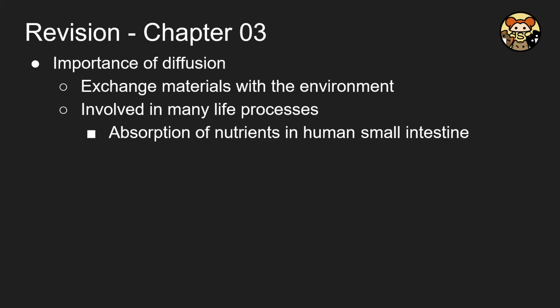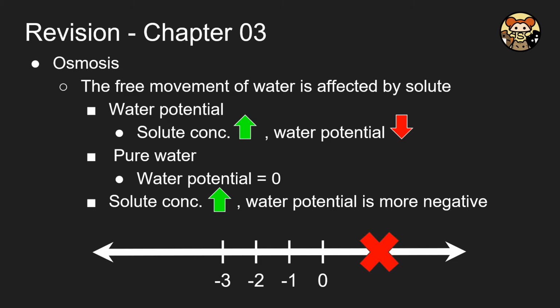What is the importance of diffusion? It allows exchange of materials with the environment, and it is involved in many processes, like the absorption of nutrients in the human small intestine. In the lumen, the food makes the nutrient content very rich, so the concentration is very high. Compared with the cell, there is a concentration gradient, so there is a net movement of nutrients from the lumen to the cell.